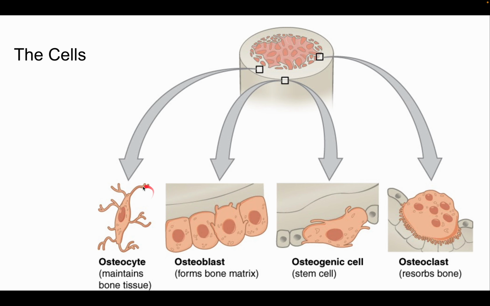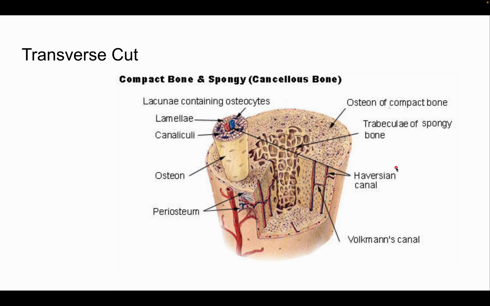That's going to be a long term. It's going to maintain the bone tissue. And then we have osteoclasts, and they're multinucleate, and they break down or reabsorb bone, regulated by calcitonin and parathyroid hormone, which you do not need to know for this course.